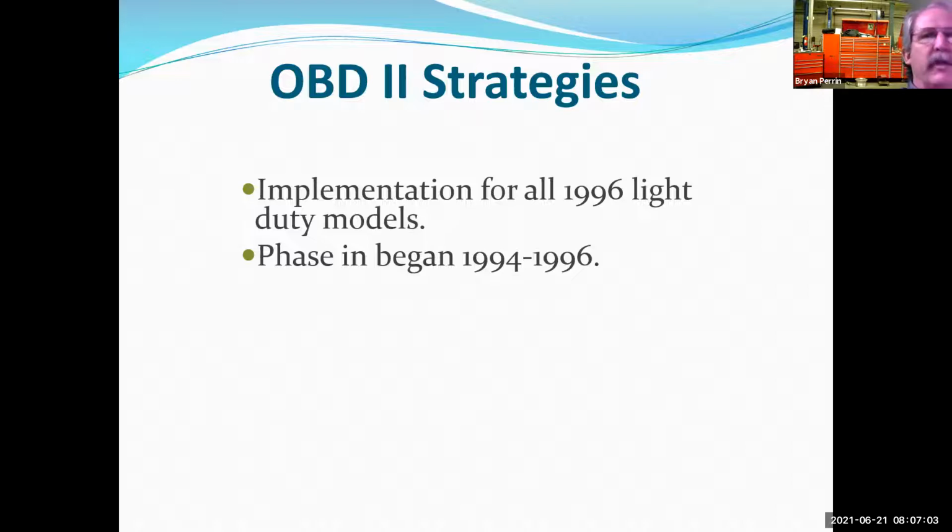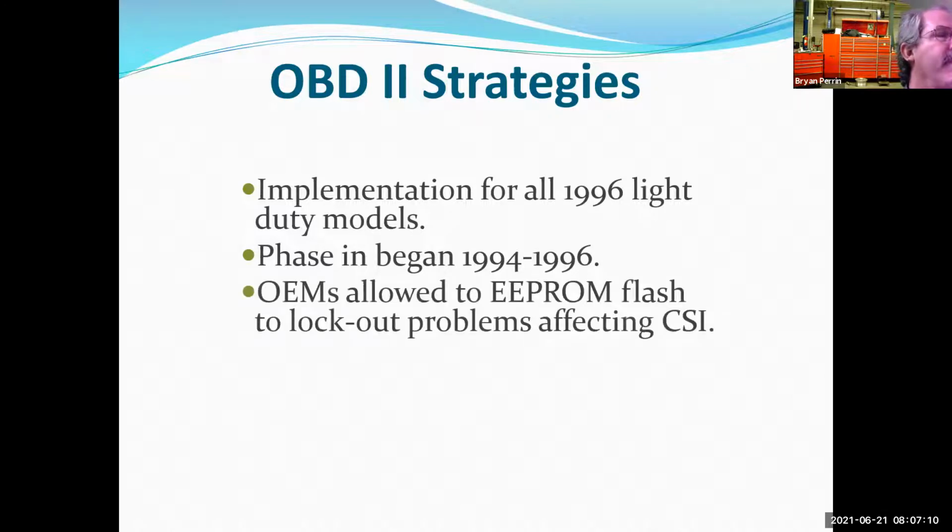Didn't follow the rules later. They were in that experimentation, implementation phase, and several manufacturers did that. The OEMs, original equipment manufacturers, were allowed to double EEPROM flash to lock out problems affecting CSI.